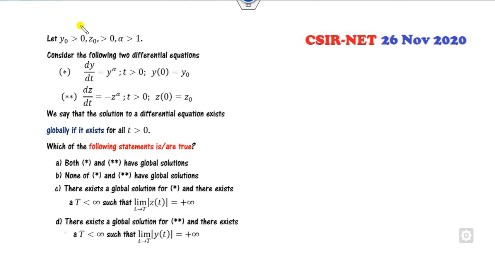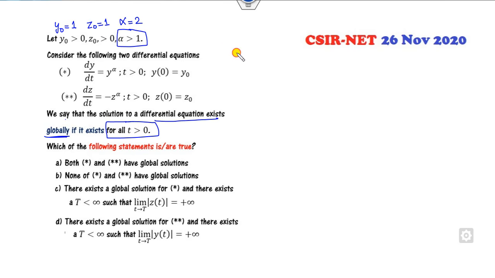Okay, look at another one. What is given to you? Consider a function where alpha is greater than 1. We say the solution exists globally if it exists for all t. Now you can see the statement is not dependent on alpha. You can choose any alpha. Say alpha is 2, y0 greater than 0, I can choose 1, z0 greater than 0, I can choose 1.